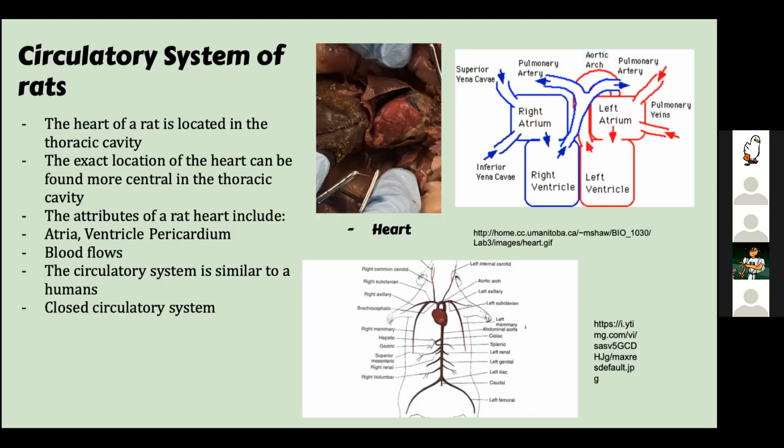The circulatory system of rats is a closed circulatory system, and it is very similar to humans. The heart of the rat is located in the thoracic cavity. It is more specifically found in the center of the thoracic cavity. The attributes of a rat heart include atria, ventricle, pericardium, and blood flows through this diagram we have on the right.